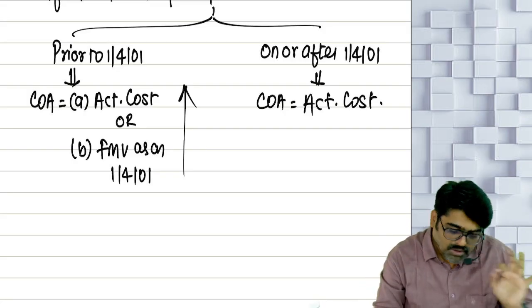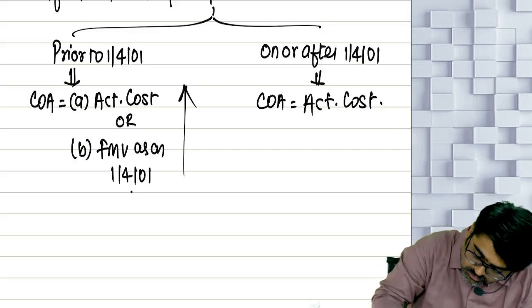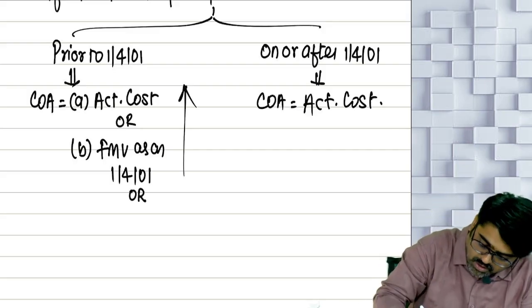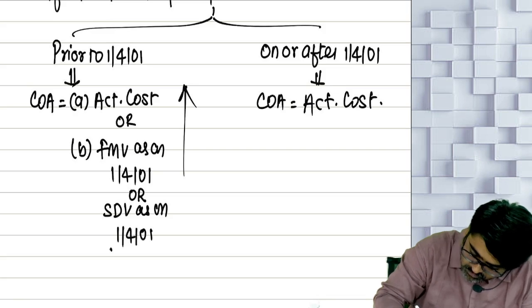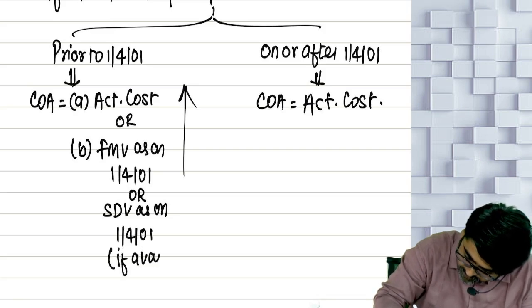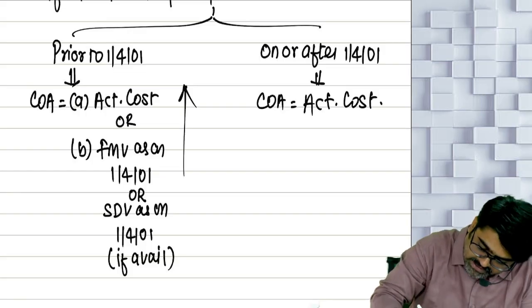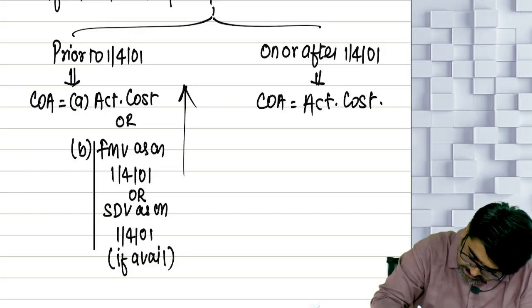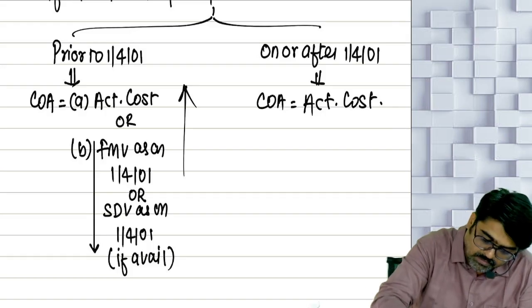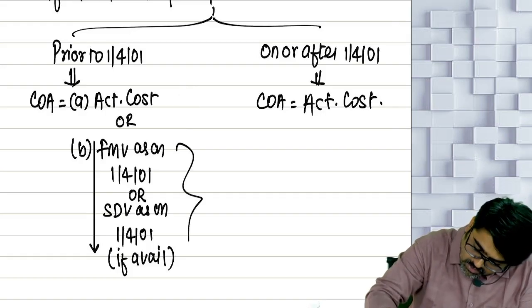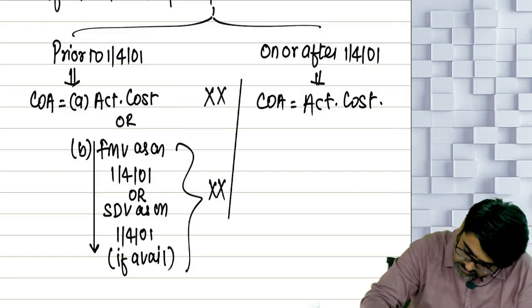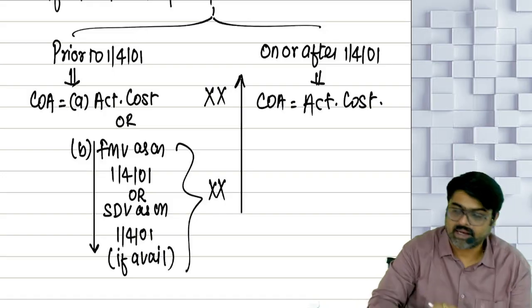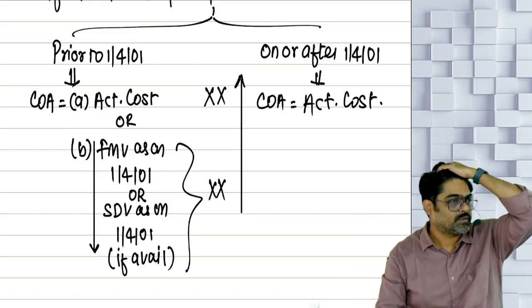So here, in B, there will be one more thing: stamp duty value as on 1st April 2001, if available. So fair market value or stamp duty value, whichever is lower, that lower amount will become B, and your actual cost, whichever is higher, can be taken as your cost of acquisition.